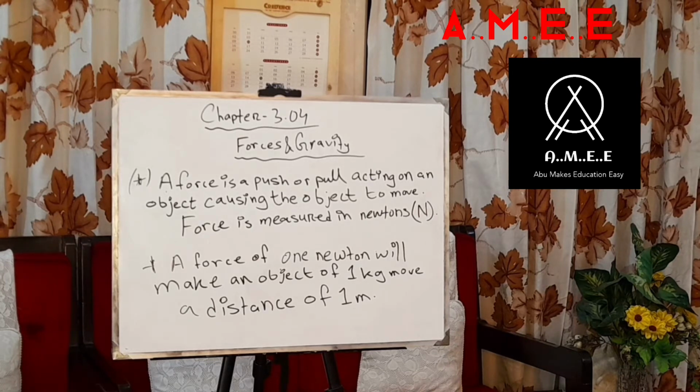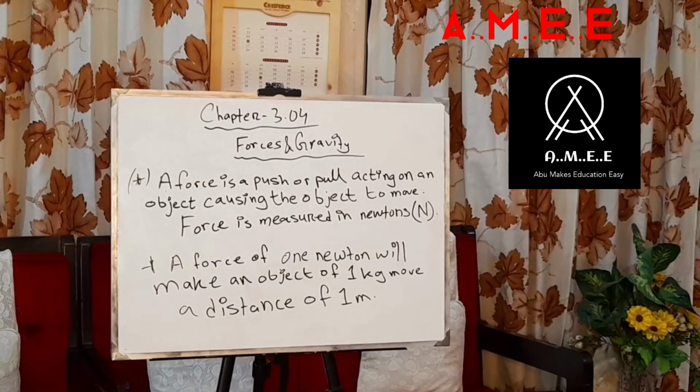Now let's come to the point of how many types of forces we are going to learn about. There may be many kinds of forces, but in this chapter we are going to learn about 6 different types. The first one is gravitational force. The second one is tension force. The third one is weight force. The fourth one is air resistance force. The fifth one is frictional force. And the sixth and last one is upthrust force.